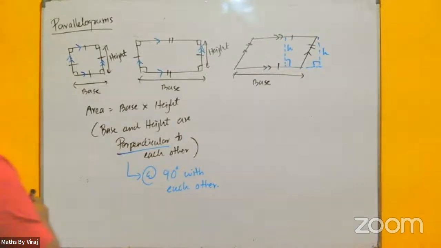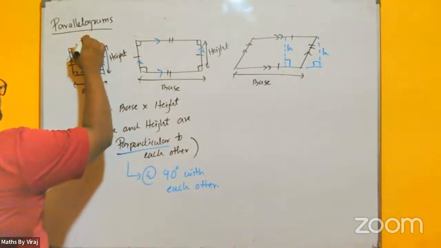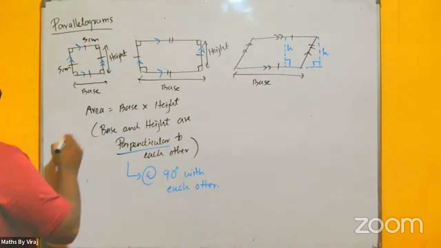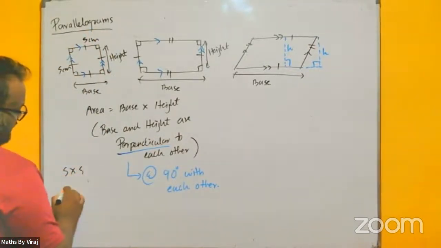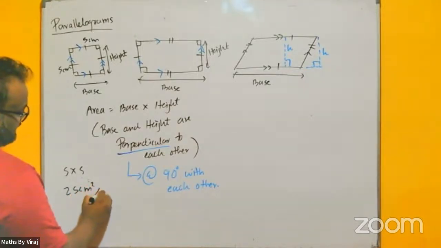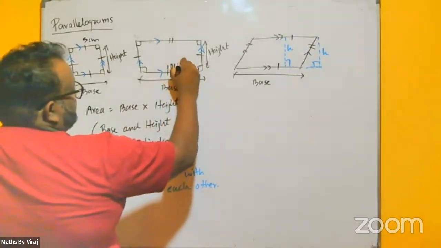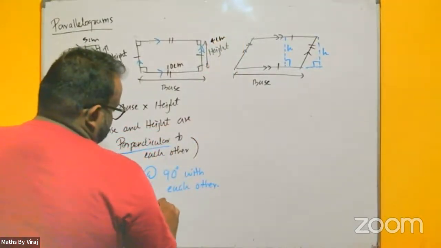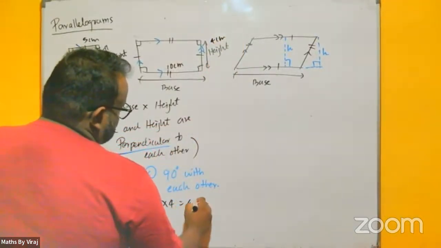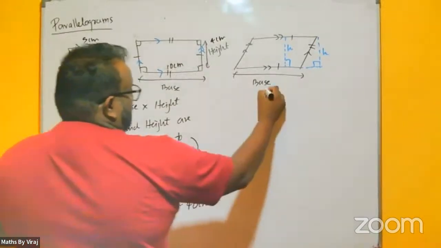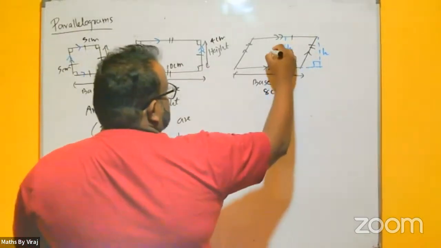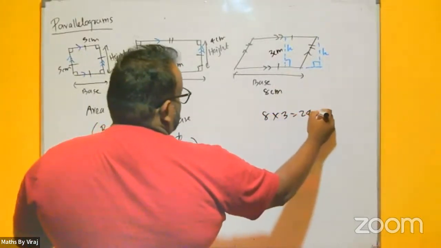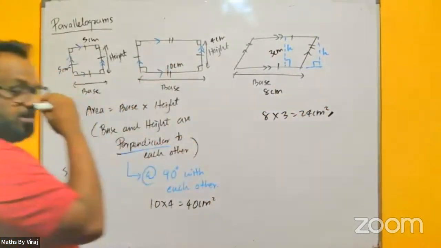So now, what do we have? What is the area here? If it is 5, this is 5. So the area of the square is 5 into 5, 25 square centimeters. If this is 10 and if this is 4, the area of the rectangle is 10 into 4, 40 square centimeters. And again, if this is 8 centimeters, this is 3 centimeters, it is 8 into 3, 24 square centimeters.